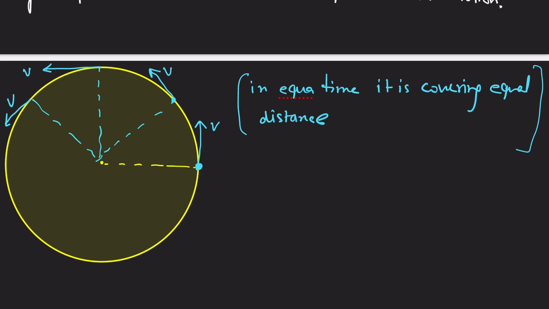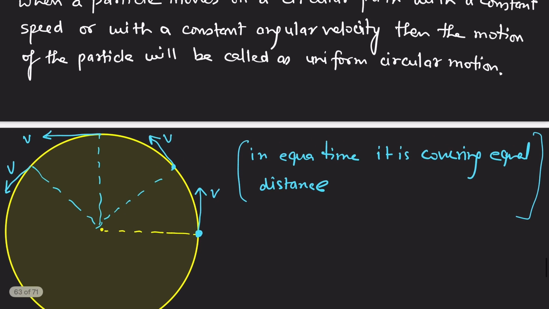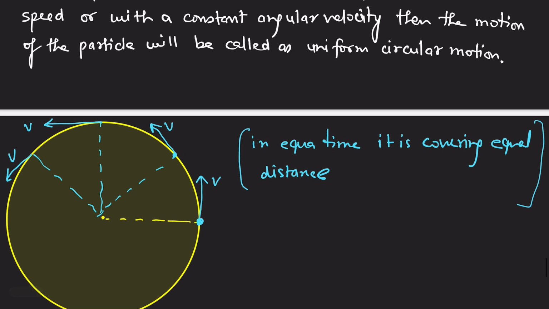But along with that I have also said that it has constant angular velocity. So if you see here, the motion is anti-clockwise. If you curl the fingers of your right hand in the anti-clockwise way, you will see that the angular velocity direction will come in the upward direction.